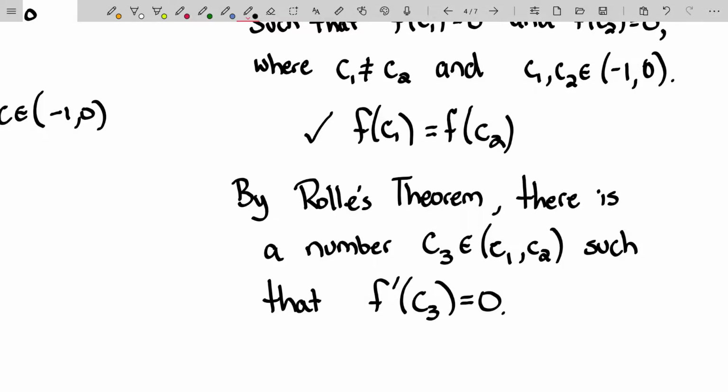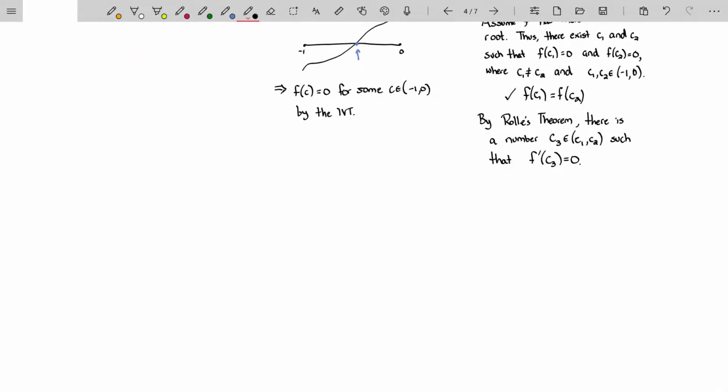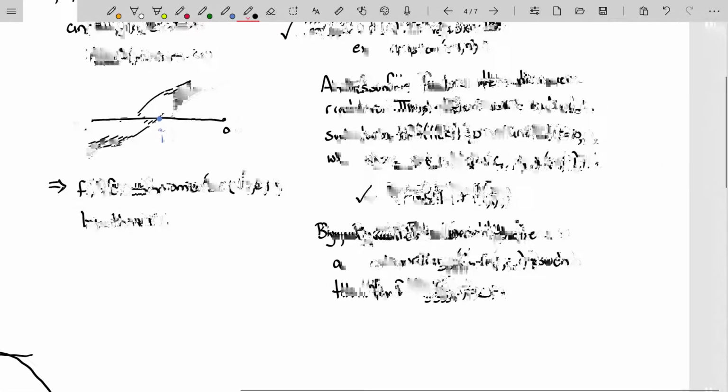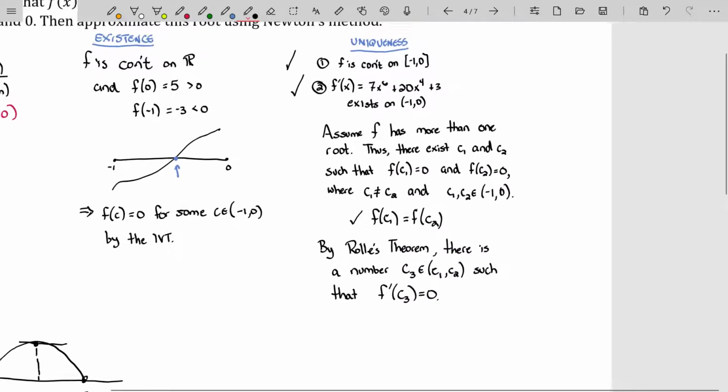In other words, because we know it's continuous and differentiable, and because we're assuming that our function became 0 at C1 and C2, it must go up and come down, or go down and come back up, or it could be flat the entire time, but there has to be some number where the derivative is 0. Okay, again, deductive logic, we're totally fine here.